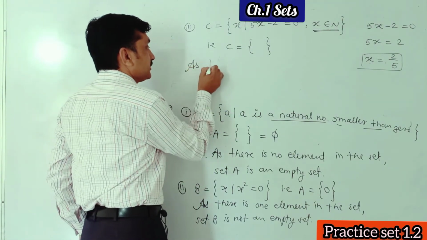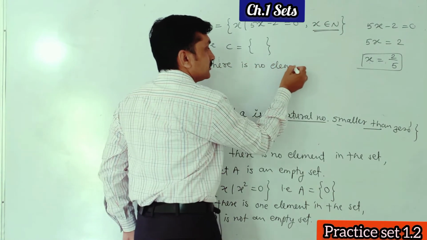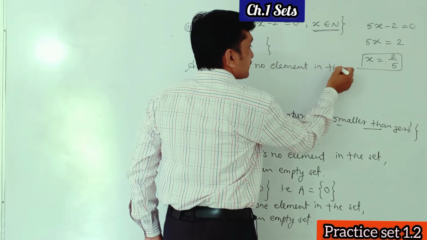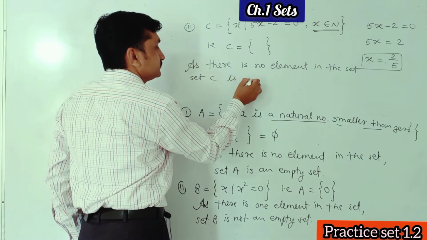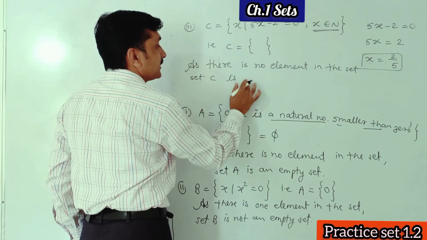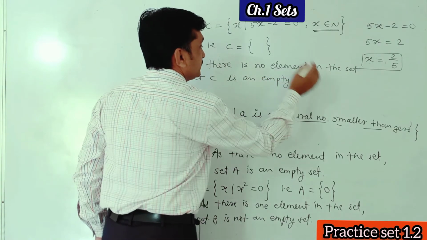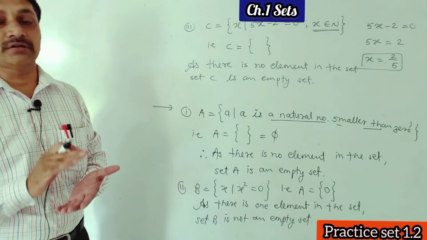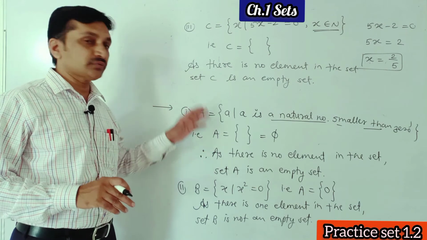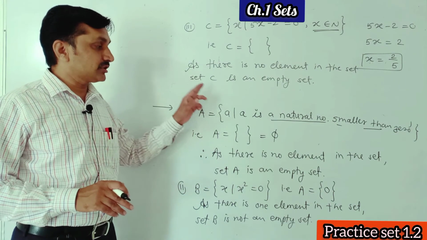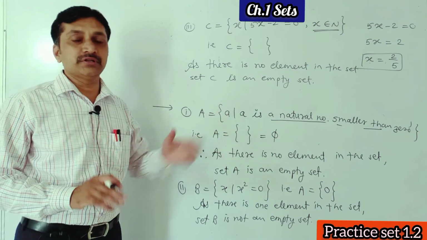As there is no element in the set, set C is an empty set. It is an empty set because there is no element. In this way, we can write the answer of its type. But before that, it is very important, it is very necessary, to convert the given set into listing method. You have to convert rule method into listing method.